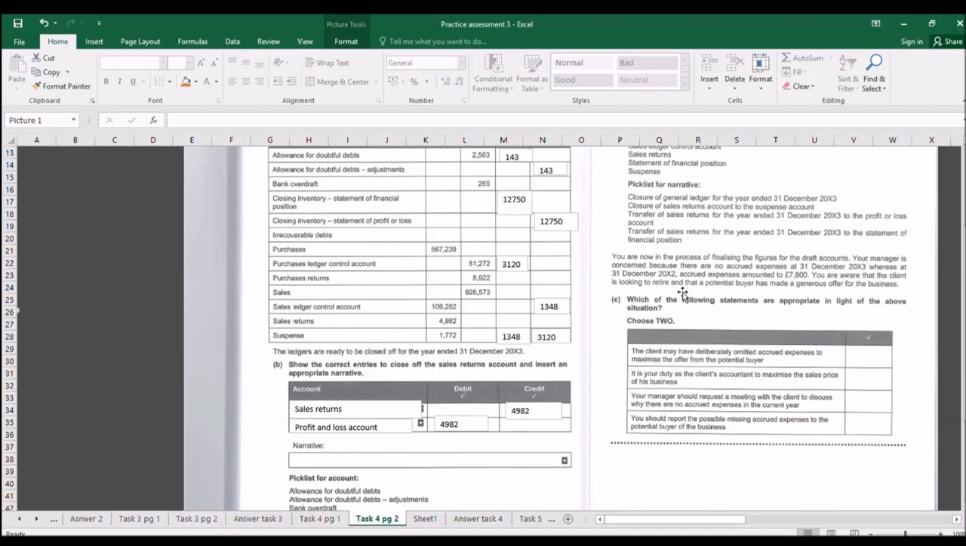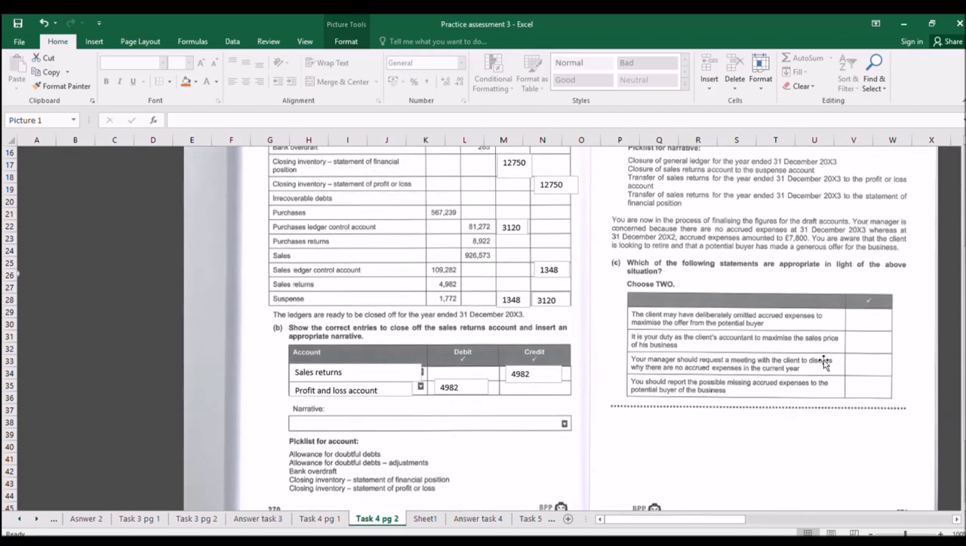Okay, you're aware the client is looking to retire and a potential buyer has made a generous offer for the business. So an offer that may be a multiple, let's say, of profit. The client may have deliberately omitted accrued expenses to maximise the offer of a potential buyer. Definitely possible, because we would have increased our profit by reducing our expenses. It is your duty as the client's accountant to maximise the sales price of his business. That would be unethical. That would be a threat to your objectivity, as well as your integrity and just everything really, so that's definitely not going to be that.